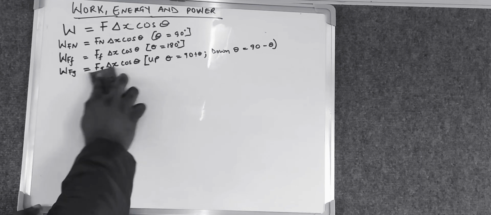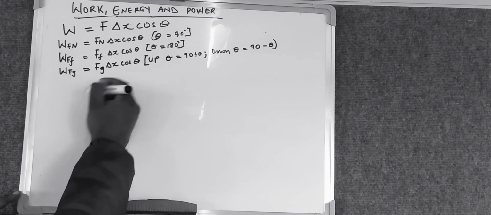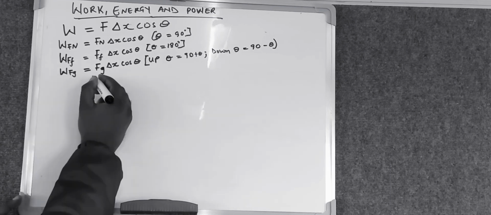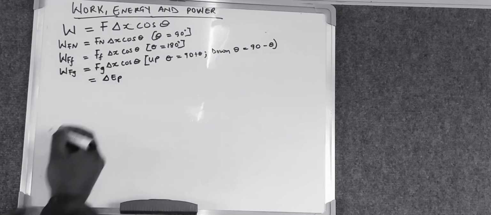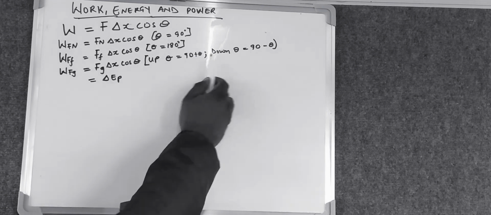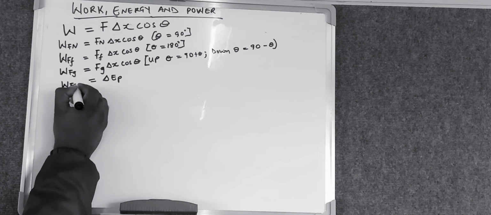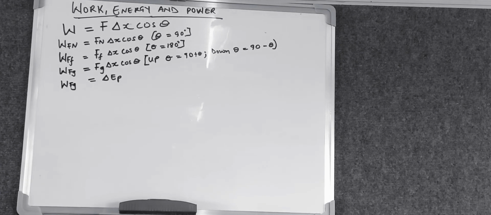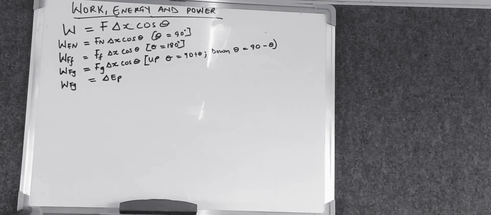Okay. And also remember that in calculating the work done by gravitational force, we can also use this equation, change in potential energy. So in other words, if you are not given enough information for us to use this formula, remember this one, that we can also use this method to calculate the work done by gravitational force. And this one is mgh, the gravitational potential energy.